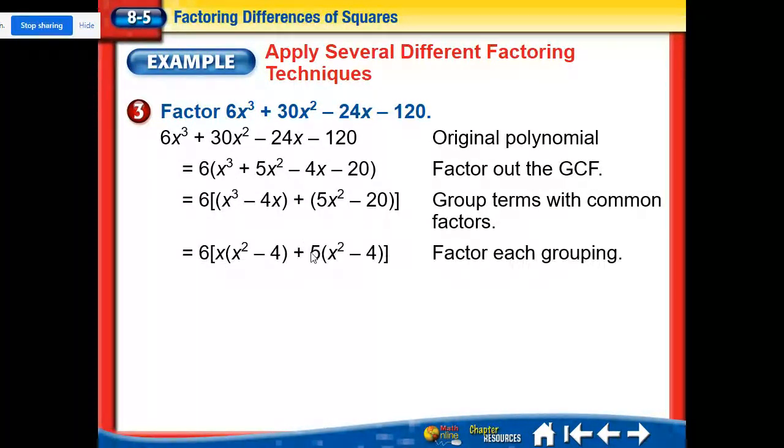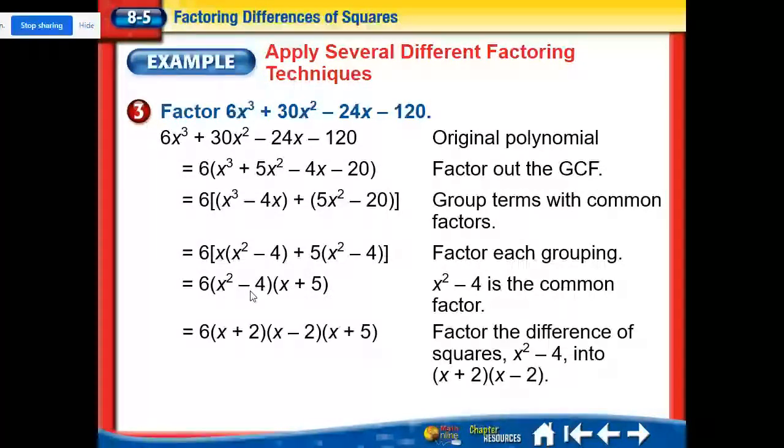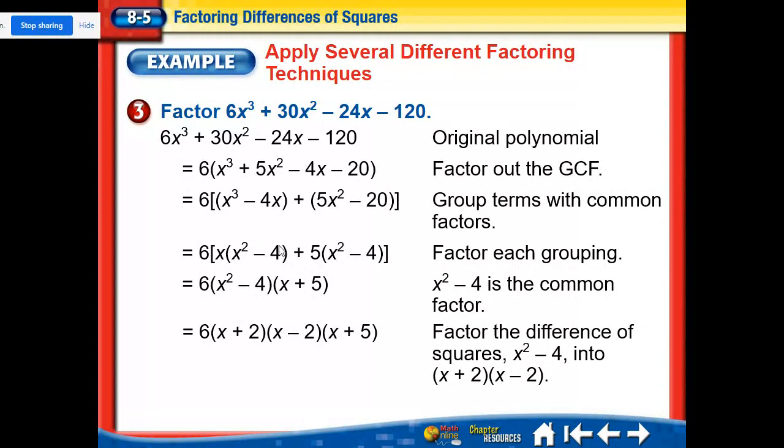You can take an x out and a 5 out, and we're left with x squared minus 4 and x plus 5. And again, look at this x squared minus 4. That can be x plus 2 and x minus 2. So they just try to throw all of them in on this problem. But it is a problem that we should be able to do.